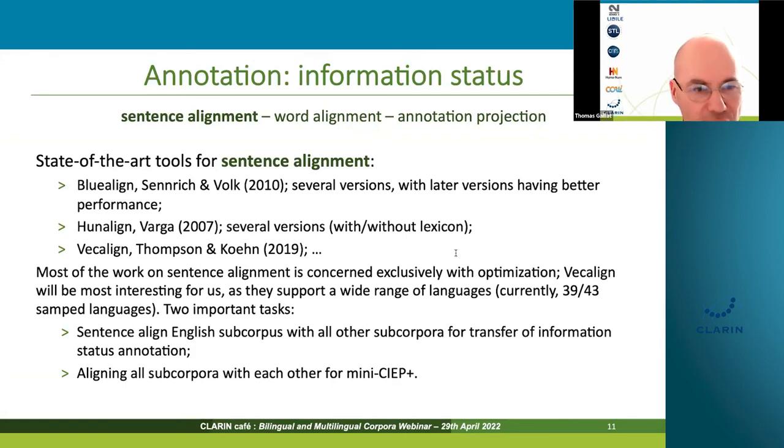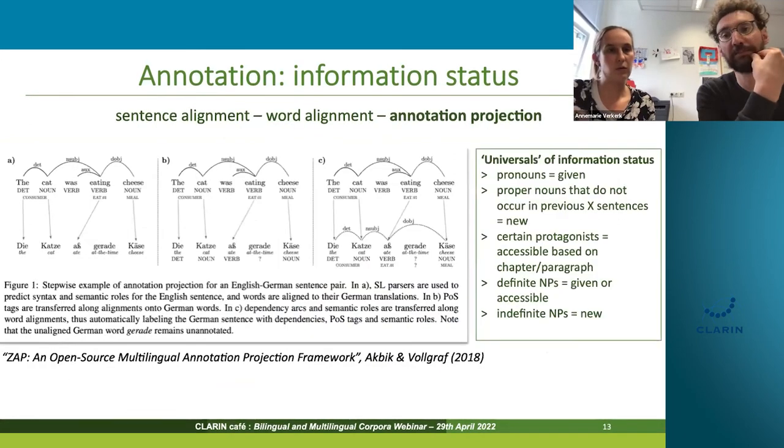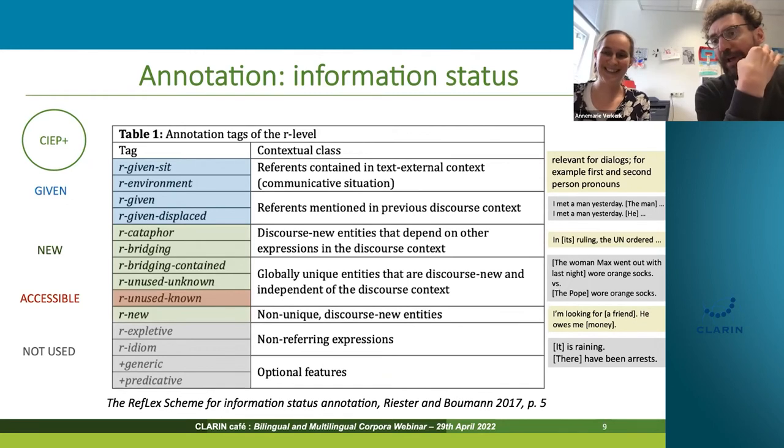And I just want to know one more little question related to the information status annotation tool. Is it fully automated yet? Do you have an output that says given, new, and these kinds of things for each file? And do you intend to have a tool delivered in Python, for example, in the next few months? Maybe it can be trained once we have a manual annotation.